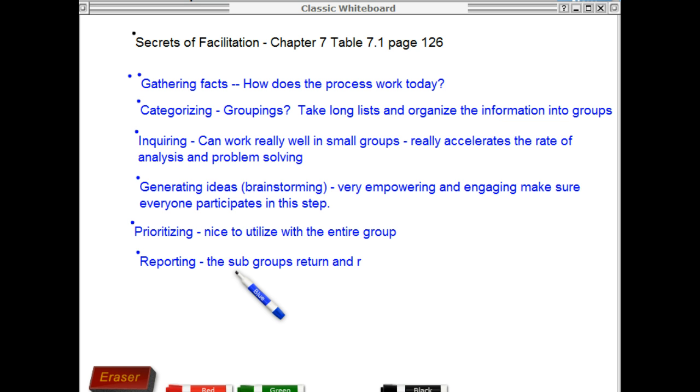Kind of points us in the direction that we must have split our participants up into groups so that we could generate ideas and perhaps then prioritize the ideas that they came up with in their own small group meetings. And now we've brought the entire group back together and we're looking at the very best ideas from each of the group.